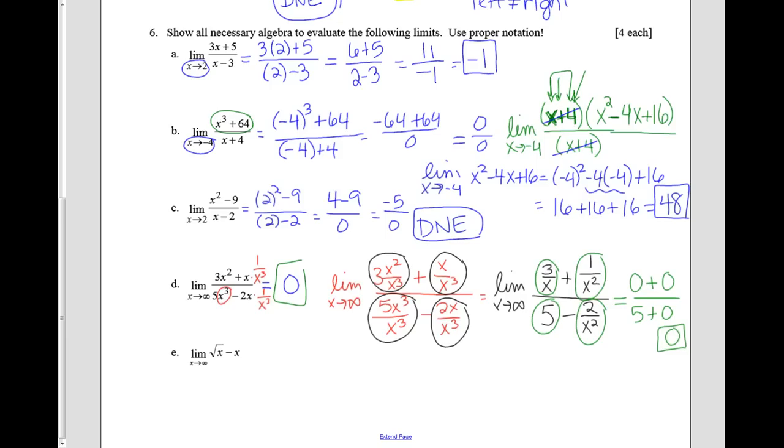All right, question E. The limit as x approaches infinity of the square root of x minus x. Ooh, this one's a little more challenging. I'm going to think what would happen if I plugged in infinity. So, let me make this an arrow. It's not really proper notation to say that's equal.